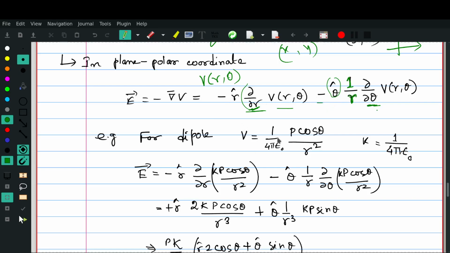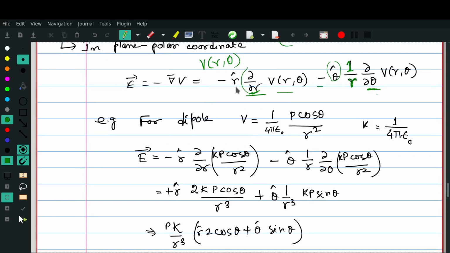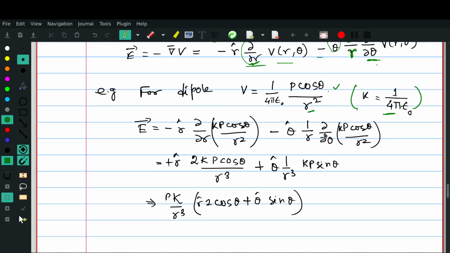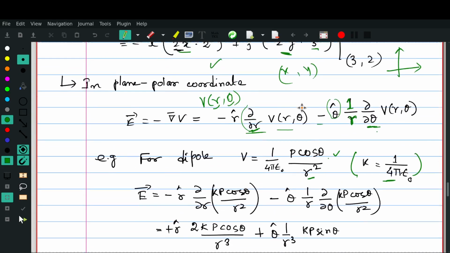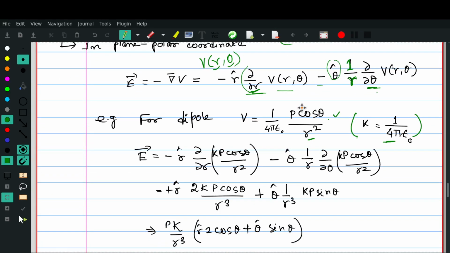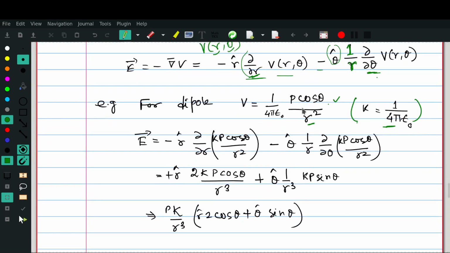A quick example of a potential which depends on plane polar coordinates is, as you know, the dipole. For the dipole, you have p cos theta by r squared. Here, for brevity, I am writing 1 by 4 pi epsilon 0 as k. At any point, if you feel that you don't understand any of this, please let me know. I'll repeat as much as you want.